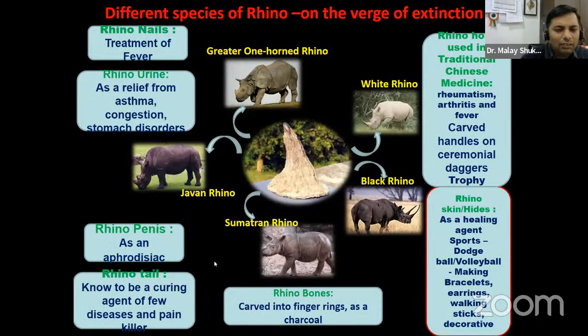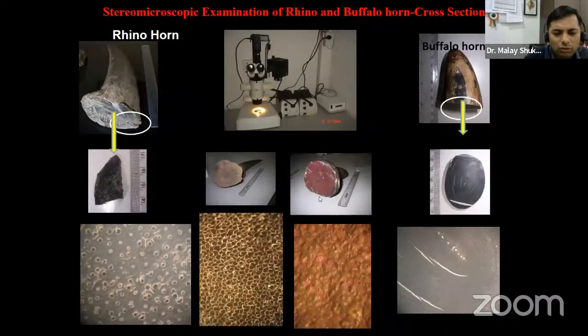Rhino horn, obviously, is a tuft of hair fused together, right? As simple as that. Since it is a tuft of hair fused together, if we see the base of the rhino horn here, suppose this is a rhino horn, if we see the base here under a microscope, we will find the presence of cellular pores, right?